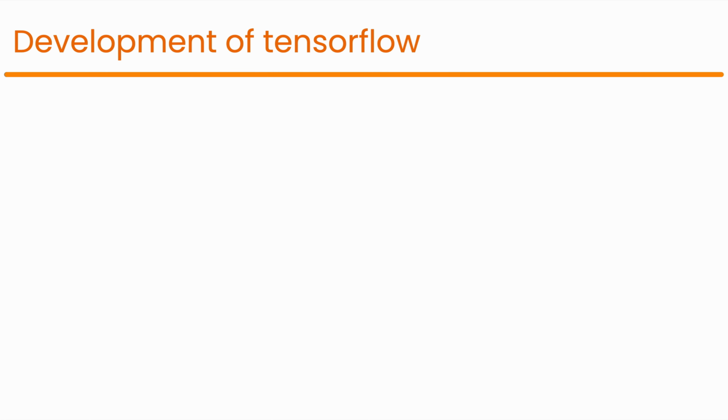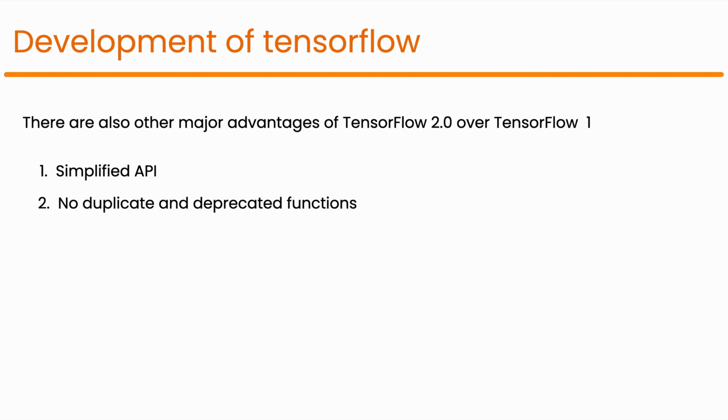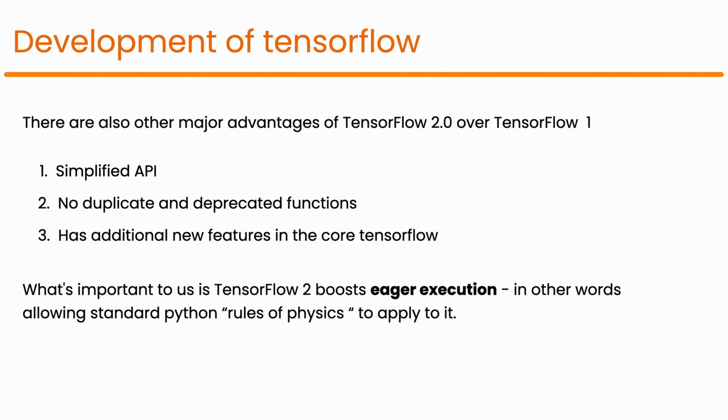And that's not all. There are also some major advantages of TensorFlow 2 over TensorFlow 1 like simplified API, no duplicate and deprecated functions, and some new features in core TensorFlow. What's important to us is TensorFlow 2 boosts eager execution, in other words, allowing standard Python rules of physics to apply to it.